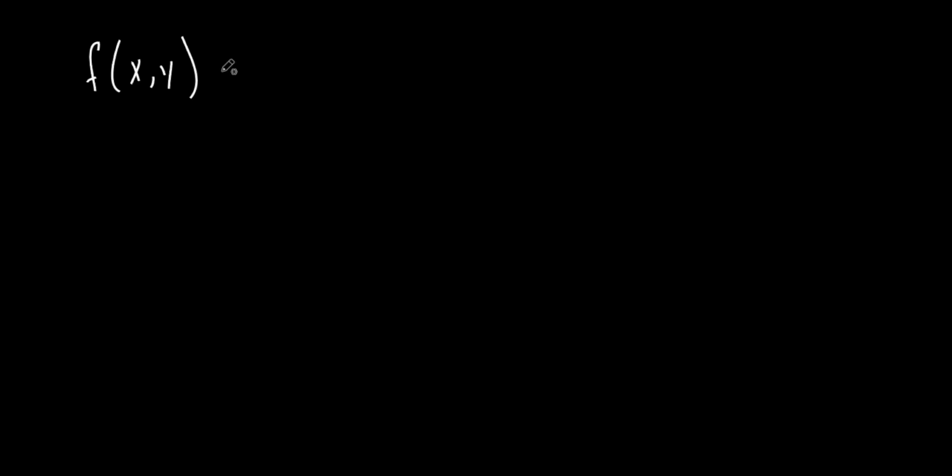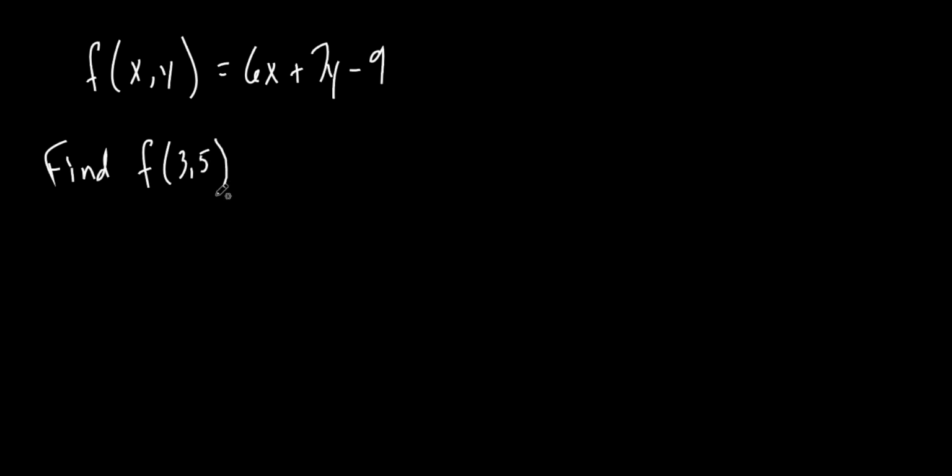Here's what they're going to do. They're going to tell you what that function is: 6x plus 7y minus 9. This is what they give you. They ask you to find f of 3, 5. It should be pretty simple if you understand functions. What does this mean? The 3 is going to go in for the x, and the 5 is going to go in for the y. Again, it's just simple plug and chug, right? Plug them all in there and see what you get. So it's going to be 6 times 3 plus 7 times 5, and then minus 9.